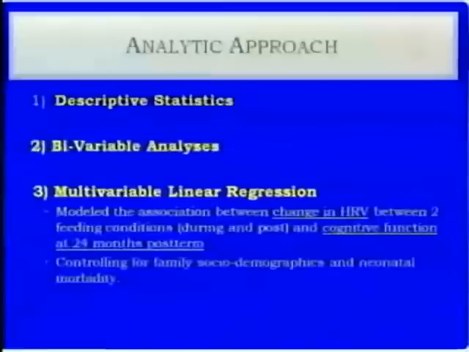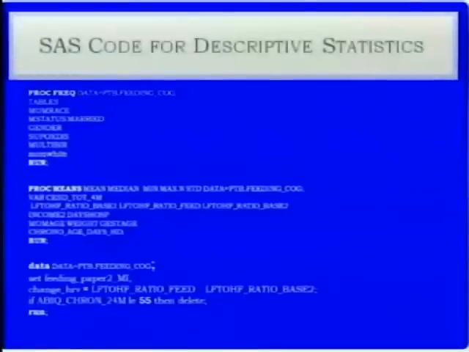Okay. Before I go, how many people use SAS here? One person? Do people want to see the SAS code for this, or you don't want to see code? All right. Well, you'll have that. If you want to see SAS code, this is what it looks like for the descriptive statistics. We'll skip over it. But I do want to point out that this is where I created the change in heart rate variability variable, and it was essentially the ratio of low frequency to high frequency during the feeding minus after feeding. So that's where we're getting that difference model. But we'll skip over this.